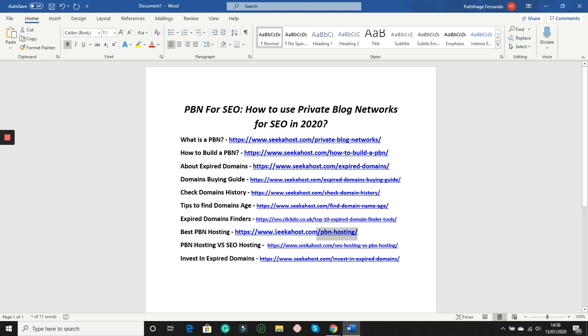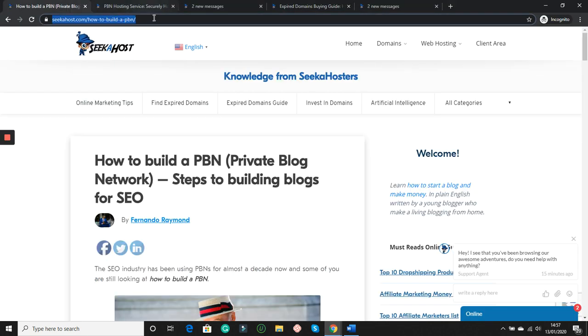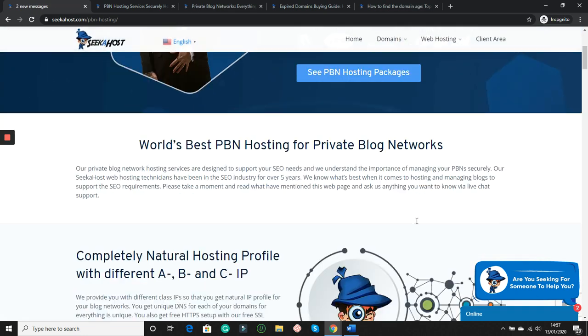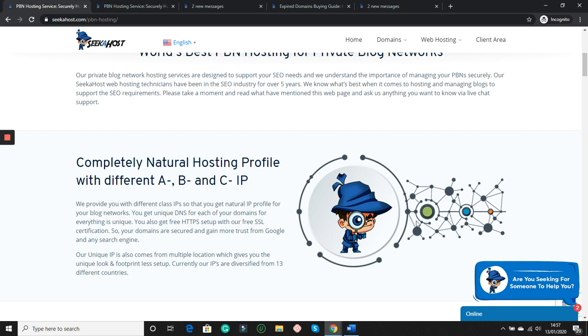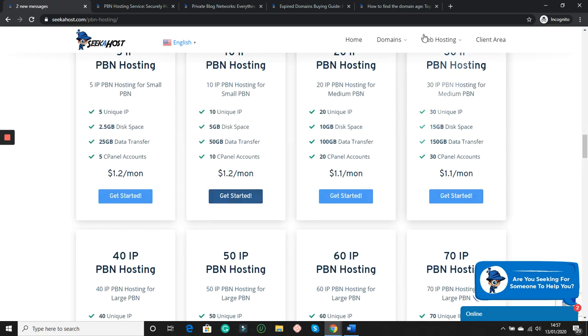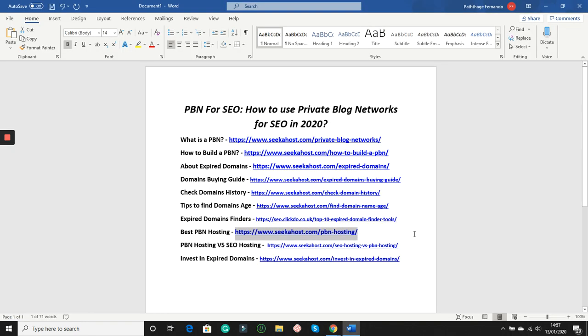And then we talk about PBN hosting. Of course, when it comes to PBN hosting, Seco hosting is the best in the market. You can check it over, go through that: up to 2000 unique IPs, locations, cPanel accounts. Just like normal hosting, the only difference is you get unique IPs and private named servers. You can see the packages, read this page, and you will get an understanding of how private blog network hosting works and what ABC class IPs are and things like that. And then it comes to packages. If you have any questions, get on the live chat support and ask about the PBN hosting, because you need PBN hosting to build your private blog networks.